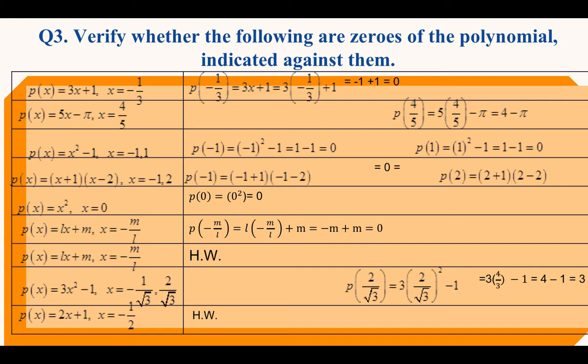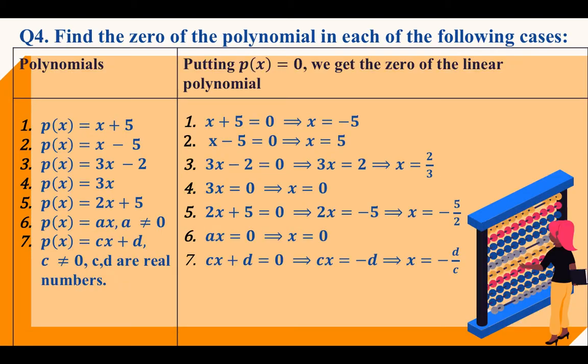3 into 2 square is 4 and under root 3 square is 3. So this 3 and 3 cancel out. So I am left with 4 only and 4 minus 1 is equal to 3. So x is equal to 2 by root 3 is not a zero of this polynomial. Now the last part remaining is homework for you all.